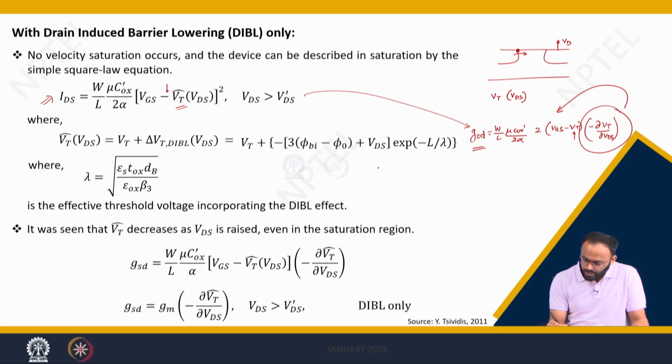Now, what is VT under the DIBL condition? We have seen that the overall threshold voltage can be given by the change in threshold voltage plus delta V DIBL.